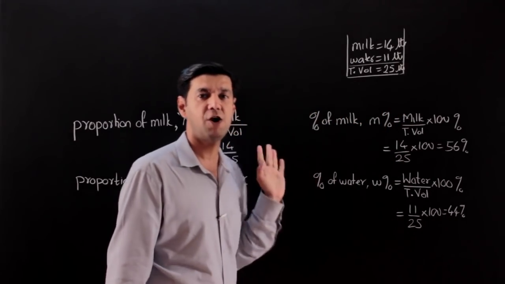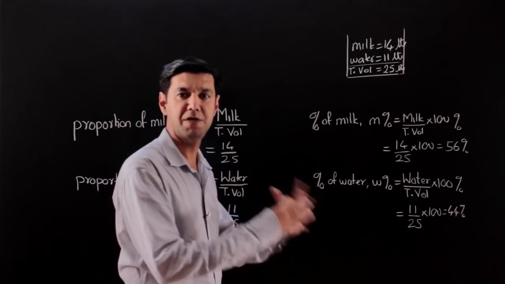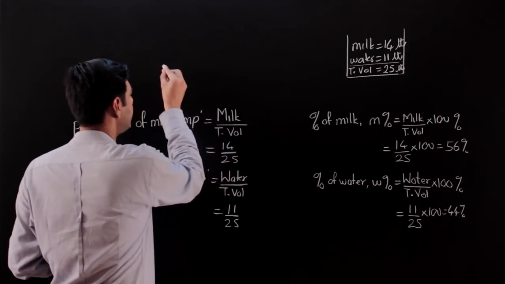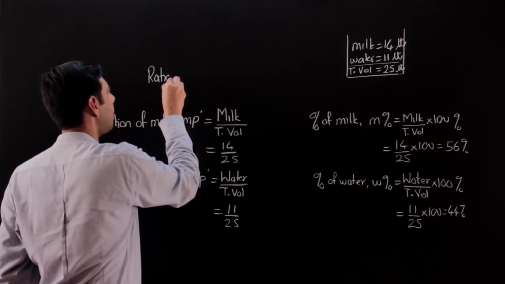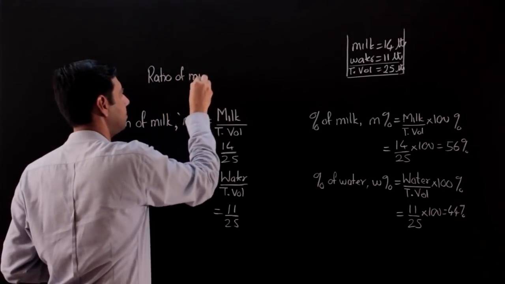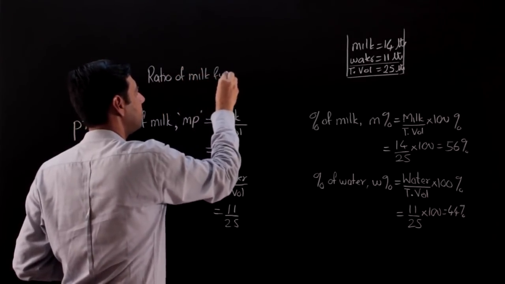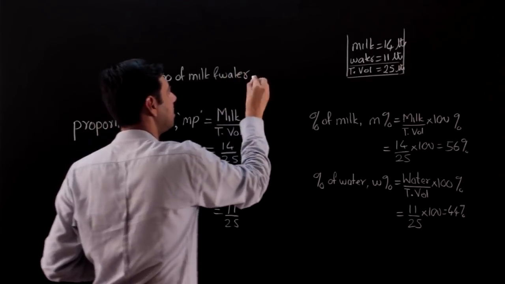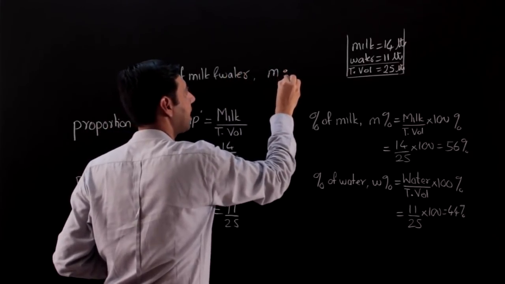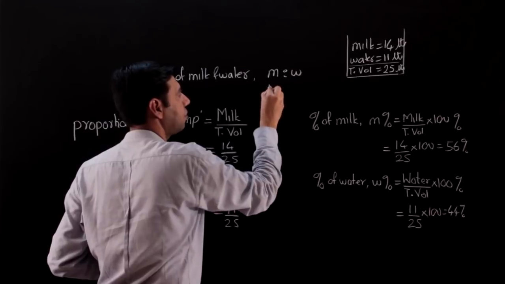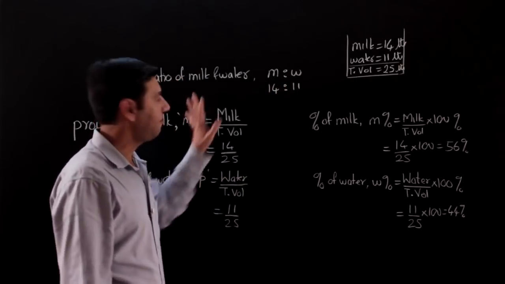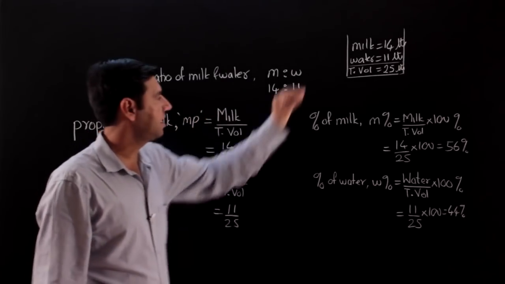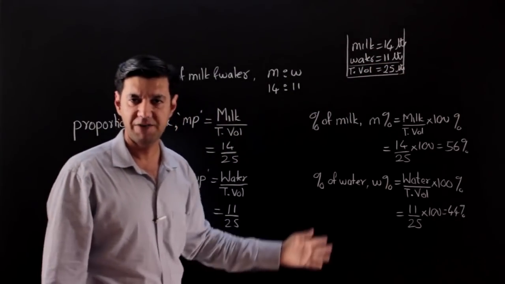What is the fifth way of representing the same information of how much water and milk? That is nothing but the ratio of milk and water. So we will simply, in shorthand, just say this is the ratio of milk and water. So here the ratio is going to be nothing but 14:11. So I've written all the 5 different ways of expressing. If I know the volumes, obviously all 5 I can calculate.